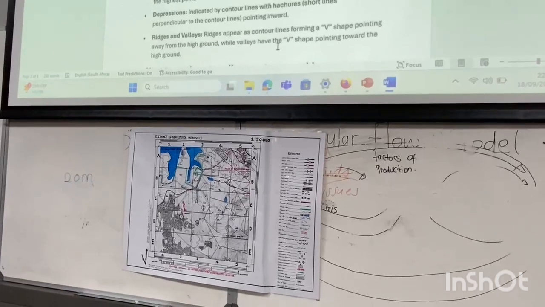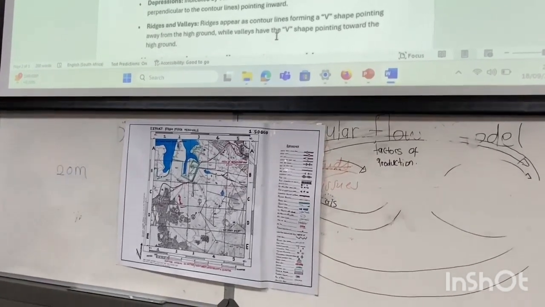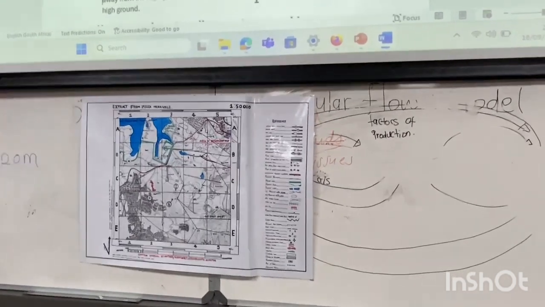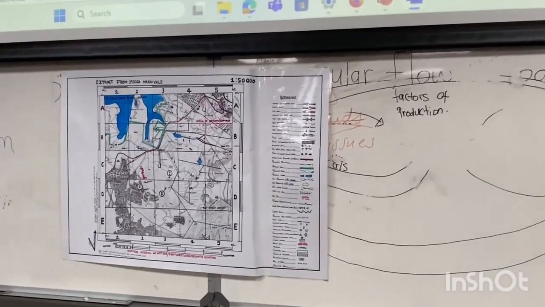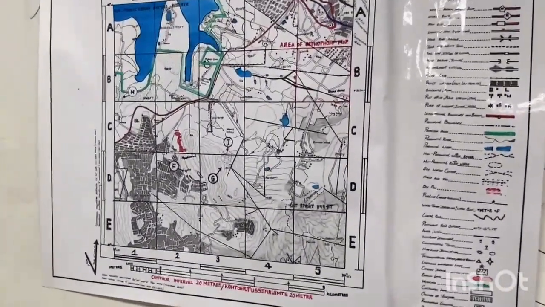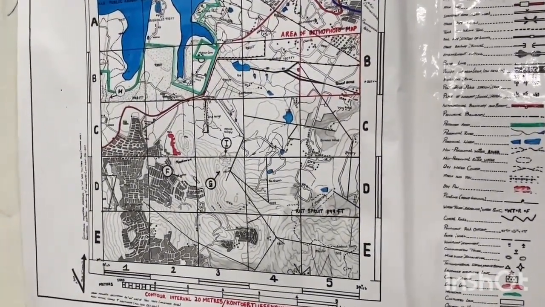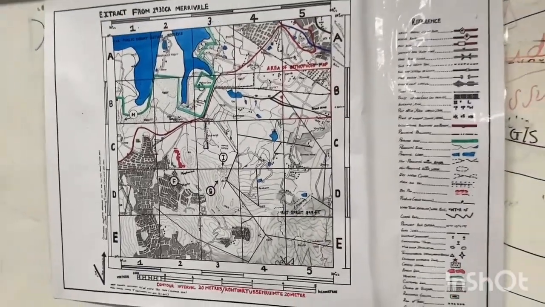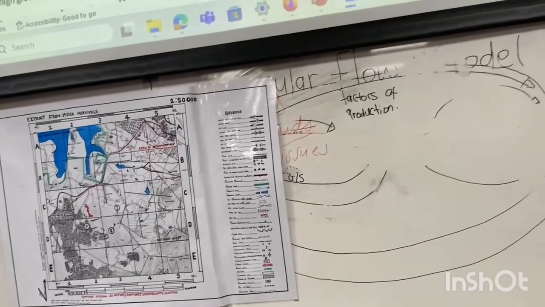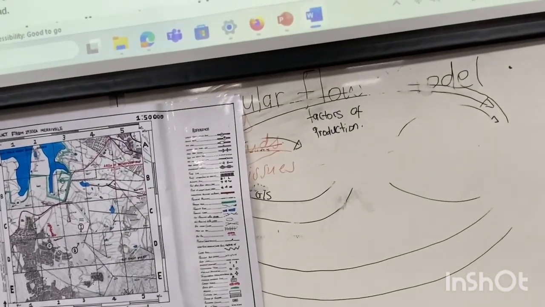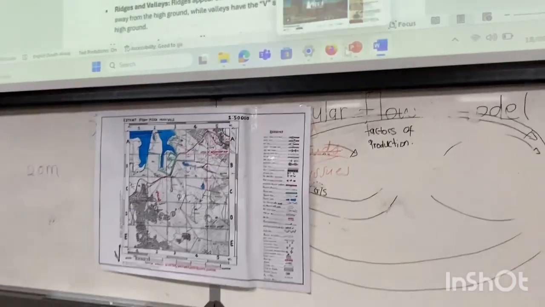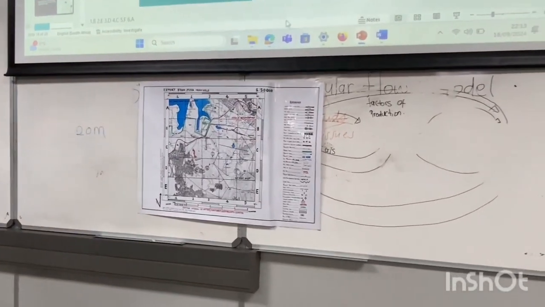So ridges appear as contour lines formed in terms of a what? A V shape. Yes, a V shape, pointing away from the high ground. And then valleys have the V shape pointing where? In the high ground. Okay? So ridges point away from the high ground, and the valleys point towards the high ground. Is it clear? Yes. So now to test your understanding of what I've just said, we'll have a 5-minute class activity.